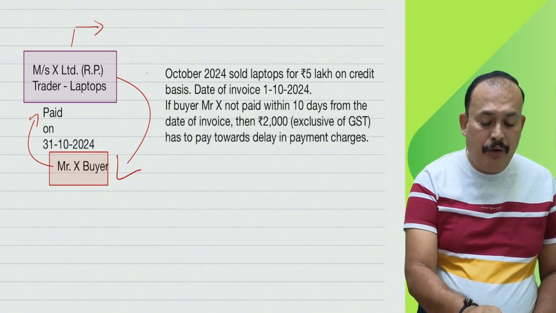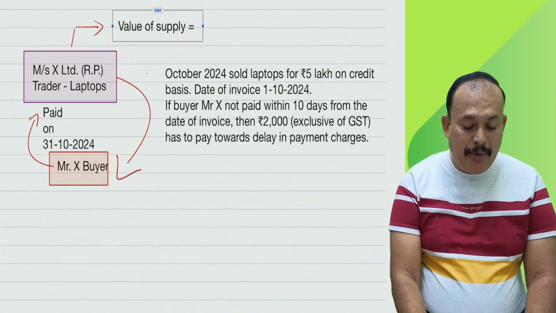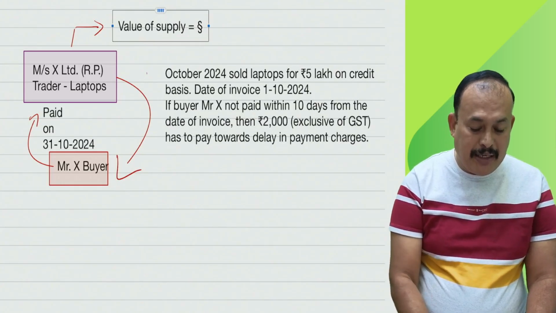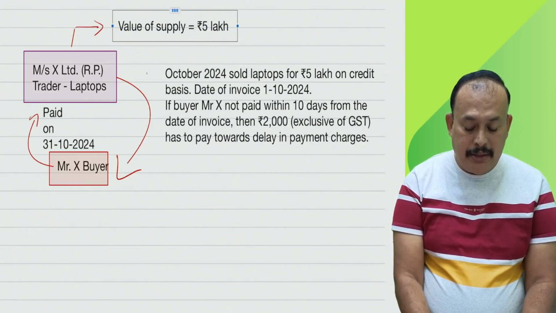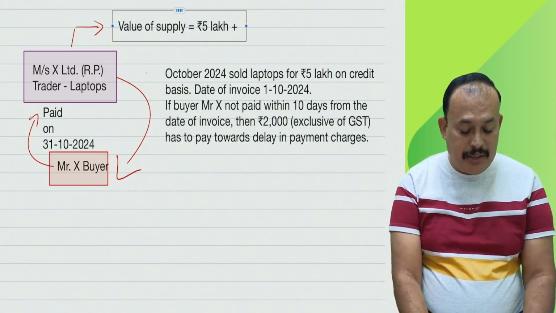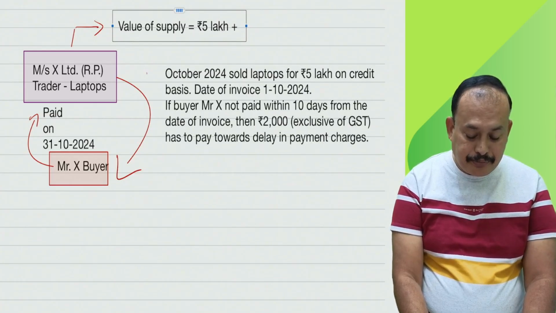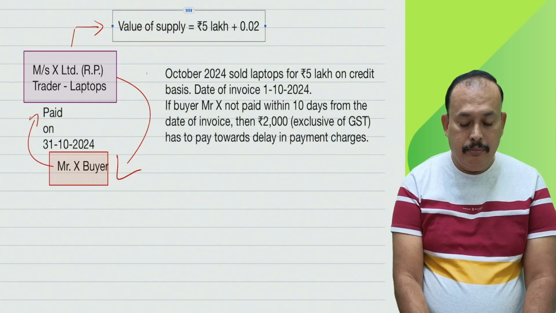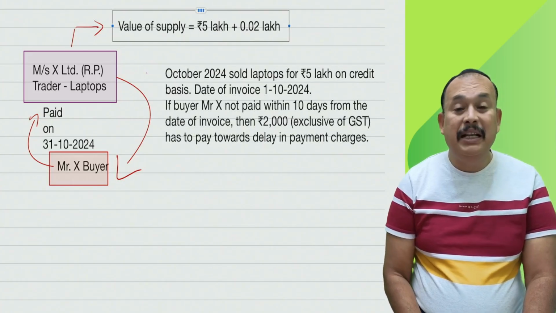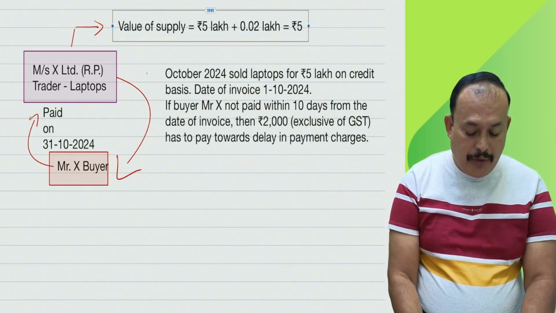Here, the value of supply is equal to the supply value for what value? Already supplied for rupees 5 lakhs. They supplied for 5 lakhs plus delay payment charges. How much? Rupees 2000. 5 lakhs plus rupees 2000. Total value how much? 5 lakh 2000.